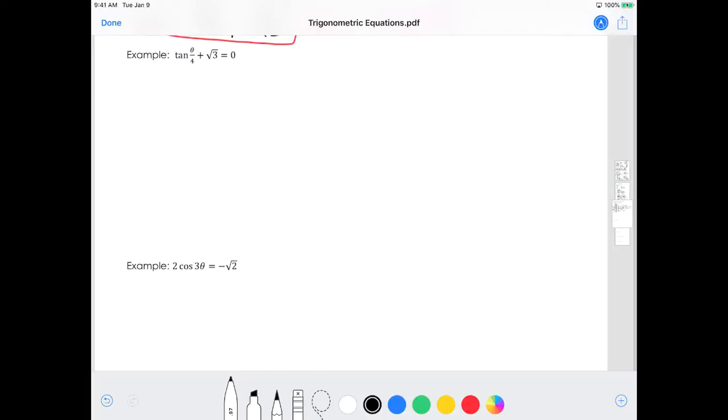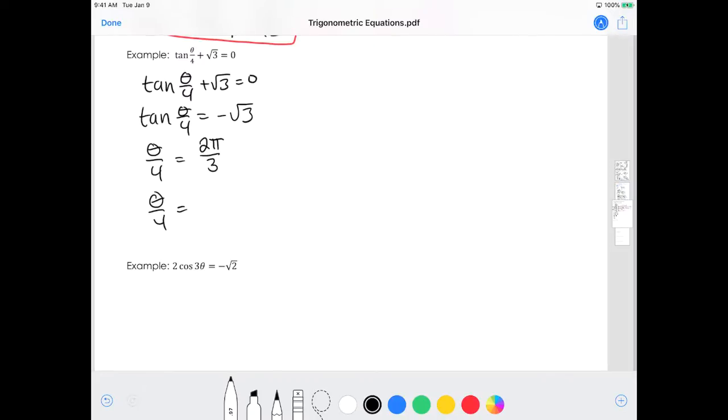Okay, the next example, we have tangent of theta over 4 plus the square root of 3 is equal to 0. Okay, so the first thing I want to do is subtract the square root of 3 from both sides. And then I want to solve for theta over 4 for all solutions. So what angle would give me negative square root of 3 on the unit circle? That would be where y over x is negative square root of 3. Well, that would be 2 pi over 3 plus 2 pi n.